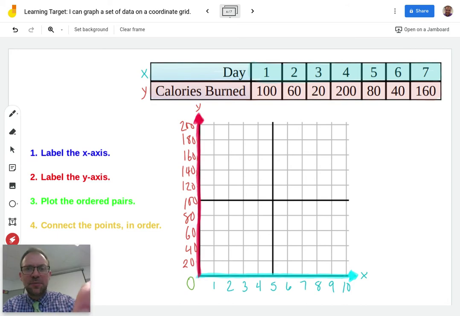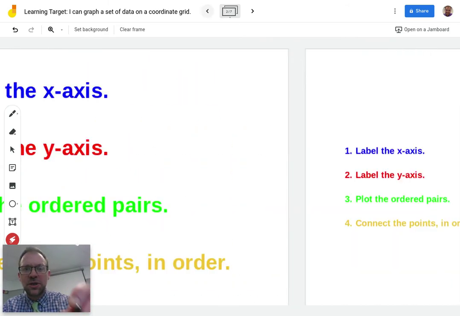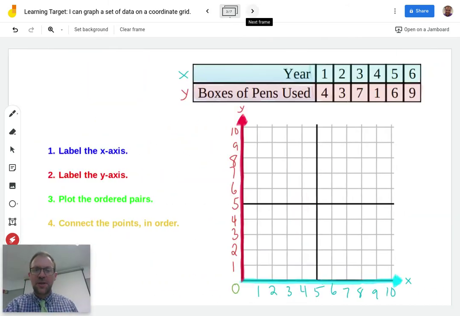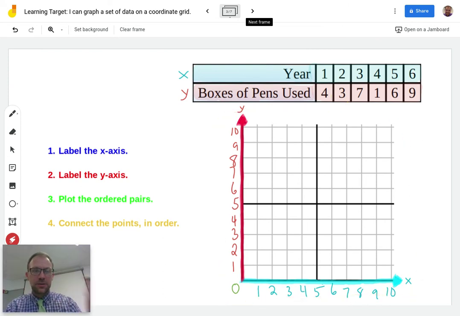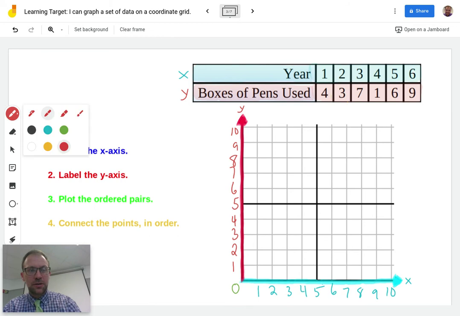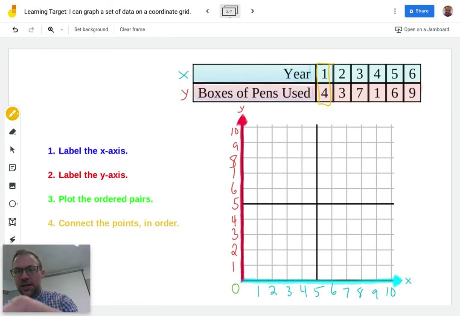All right, let's get back to our original coordinate grid. One too far. Here we go. Let's go with step number 3 now. Okay, once we have our coordinate grid labeled, we're going to plot the pairs. And just so we're clear, the pairs are here, just like they were yesterday. One x coordinate and one y coordinate. And so I'm going to go ahead and just start doing that.